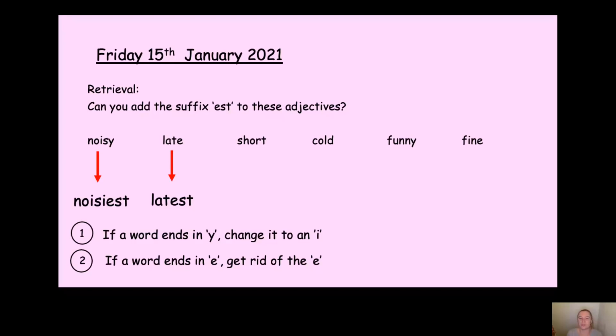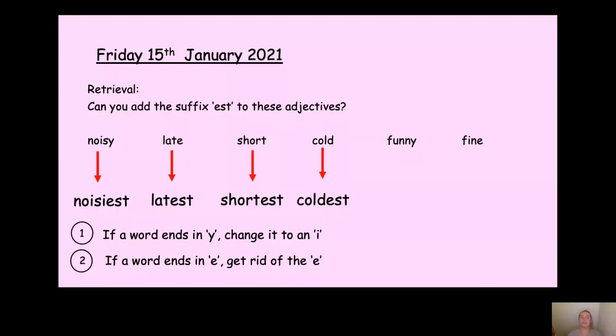Now the next word, short. Now short doesn't end in a Y and it doesn't end in an E, does it? So therefore, we don't need to change it. We just have to add the suffix est to make shortest. Now, what about cold? Well, the same as short, cold doesn't end in a Y and it doesn't end in an E, does it? So therefore, we don't have to change it. We just have to add the suffix est to make coldest.